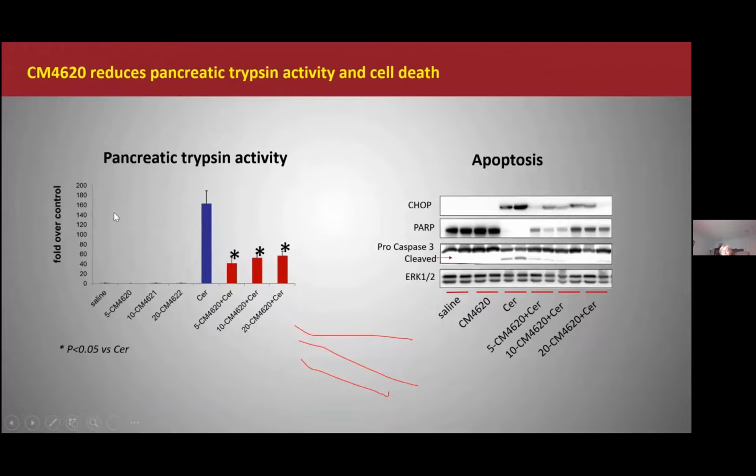We measured many biochemical markers and histologic markers in this tissue, but I'll show you just a few. Here we measured trypsin activation in non-cerulein treated animals, then cerulein treated animals at different concentrations of the CM compound. You can see a marked decrease in trypsin activation. We also followed measures of cell death in this slide and showed decreases in a cell death activating pathway, CHOP for example, with the CM compound.